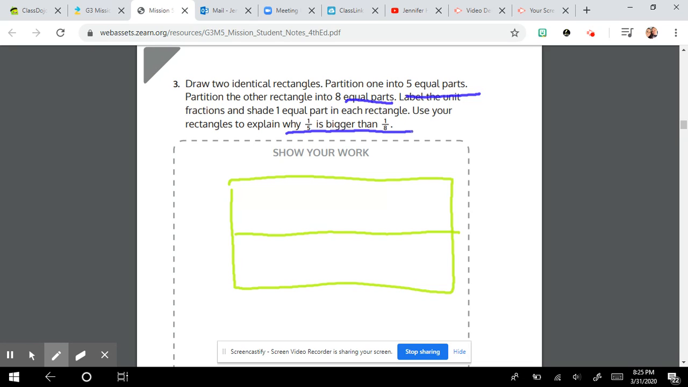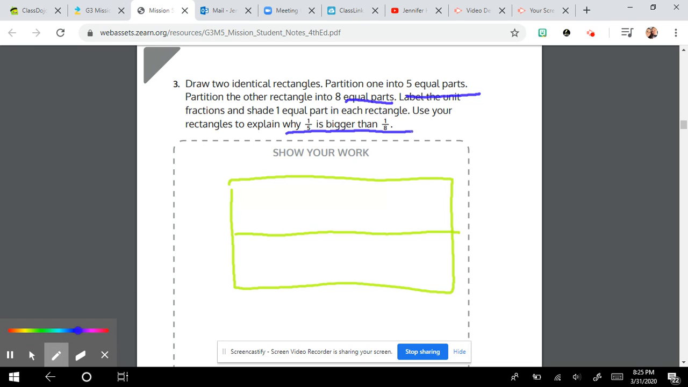So we're going to read it again. Draw 2 identical rectangles. Partition one into 5 equal parts. Partition the other rectangle into 8 equal parts. Label the unit fractions and shade 1 equal part in each rectangle. So we have 2 things we need to do also. We need to label the unit fractions and shade 1 equal part in each rectangle.